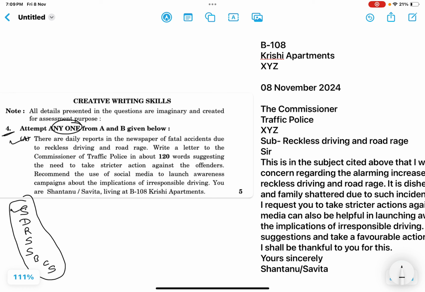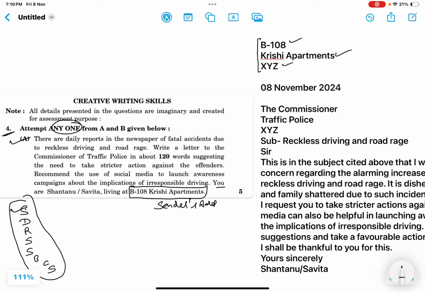Okay, first of all, the first S stands for sender's address. So try to find out the sender's address. So here it is given, you are Shantanu Savita, living at, means this one is your address. Now you are writing the letter, so you are the sender. So this is the sender's address. So you can see here in the answer, I have written this. So this is the format to write an address. So B108 Krishi Apartments, and then the city is not given, the name of the city. So you can mention XYZ.